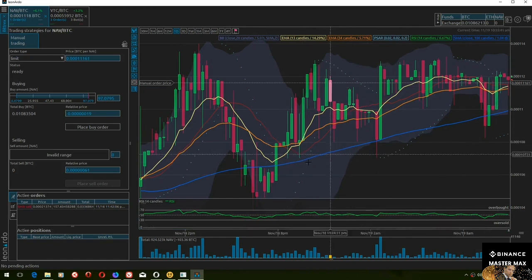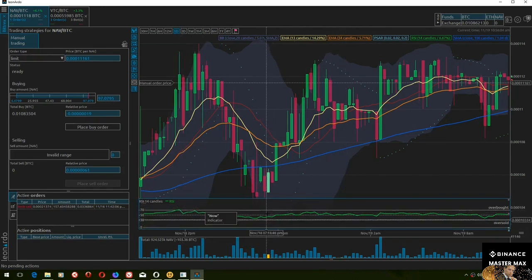Now, the graph is a little bit busy because I have 6 indicators turned on, just to help me strategize and decide on my trades. So I have the RSI indicator, which is a good indicator to decide when to buy or to sell.